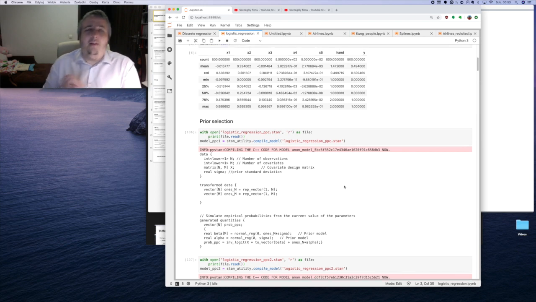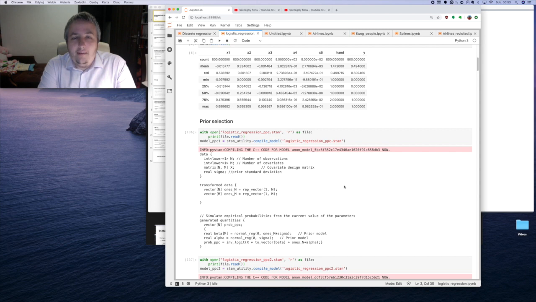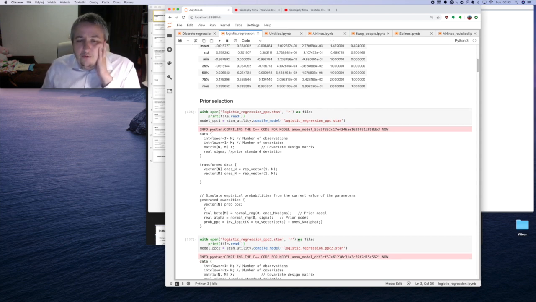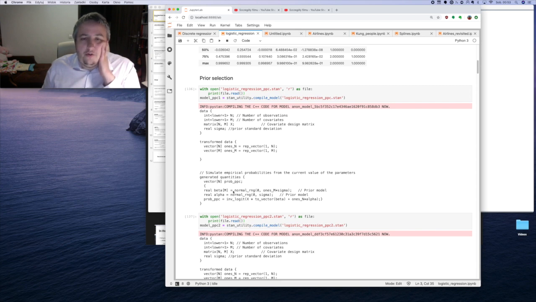So we'll start again with prior predictive simulation in order to discuss how to choose a prior for logistic regression. We create a simple prior predictive check model, which will again use vectorization in order to simulate probabilities in the Bernoulli distribution, because we have a 0-1 outcome.